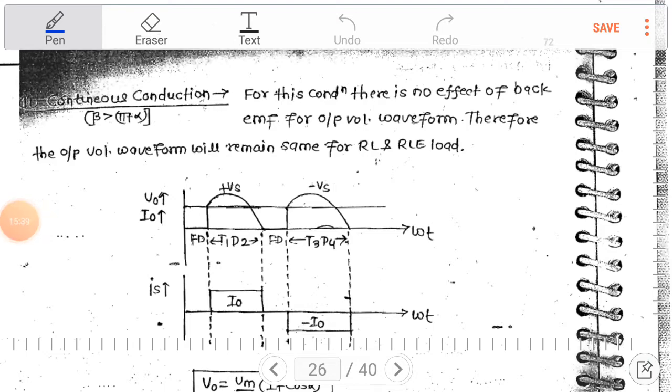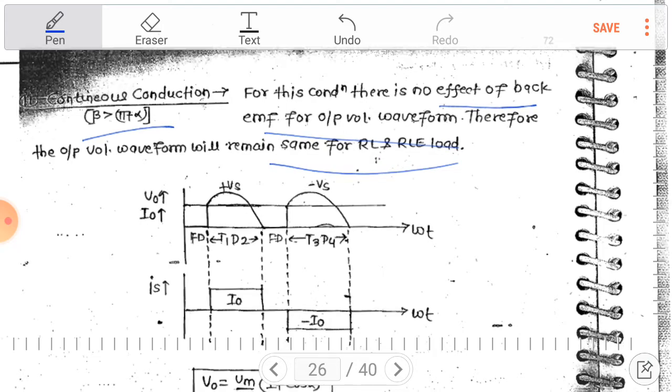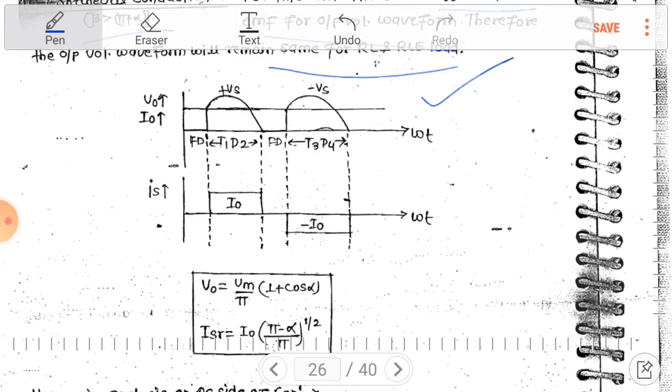As in the single phase full converter also, I have told that for continuous conduction, beta greater than pi plus alpha, there is no effect of back EMF in the output voltage waveform. So it will remain the same for RL and RLE load. This is the output voltage waveform. There are only two modes, when T1 D2 and T3 D4 are conducting, and in the middle there is a freewheeling period, as we observed.